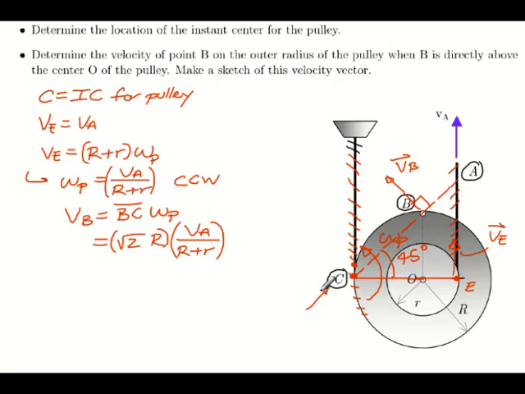Once we had that, everything else falls into place. The speed of E, that's equal to the omega times the distance between E and C. E has the same velocity as A, and that's how we got this equation here. B, we go back from B to C, draw that line. Perpendicular to that line must be VB, and its speed must be the distance between B and C times the omega for the pulley.